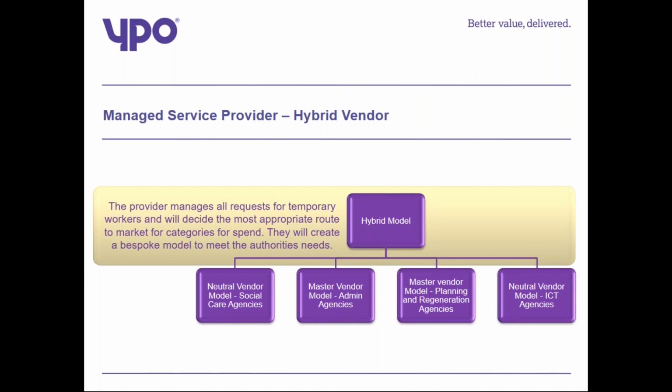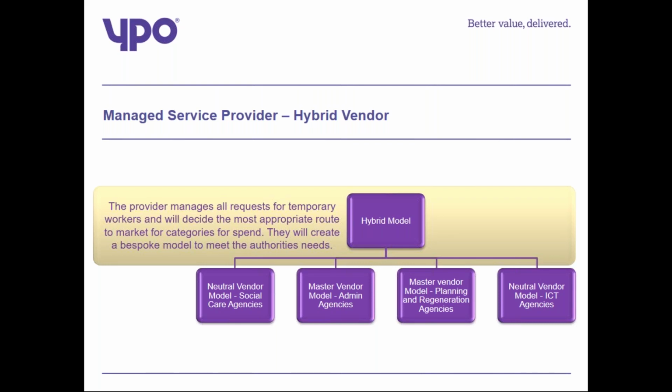And also, some categories of spend appear to be better delivered through a neutral vendor or a master vendor. What we've seen in past years is that authorities that have had a neutral vendor solution have then moved across to a master vendor solution, and in both areas there have always been categories that haven't been as successful as others. So what the hybrid does is give you that flexibility and bring the two together.